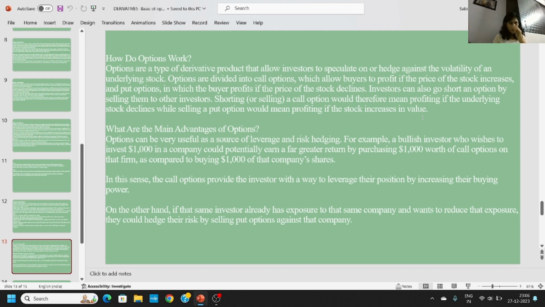What are the main advantages of options? Options can be very useful as a source of leverage and risk hedging, how you are able to minimize your risk. For example, a bullish investor who wishes to invest $1,000 in a company would potentially earn far greater return by purchasing $1,000 worth of call options on the firm, as compared to buying $1,000 of the company's shares. In this sense, call options provide investors with a way to leverage their position by increasing their buying power. On the other hand, if the same investor already has exposure to that company and wants to reduce the exposure, they could hedge their risk by selling options against the company.